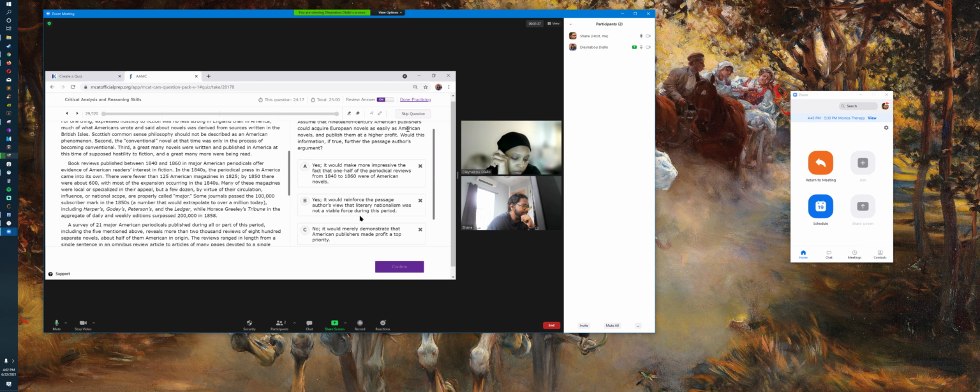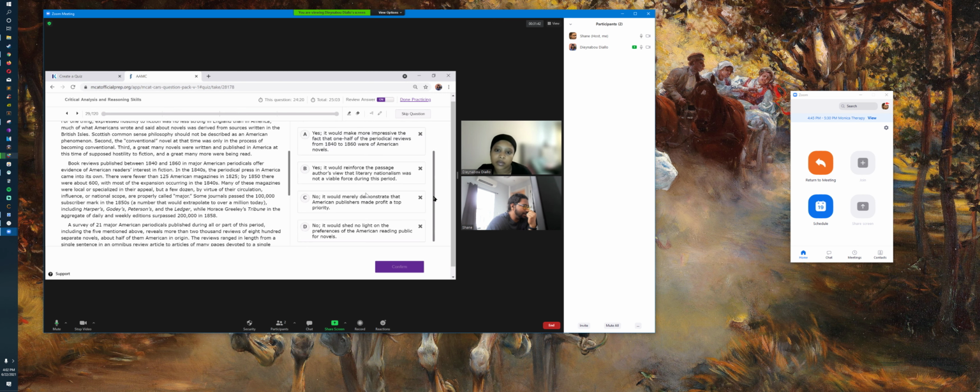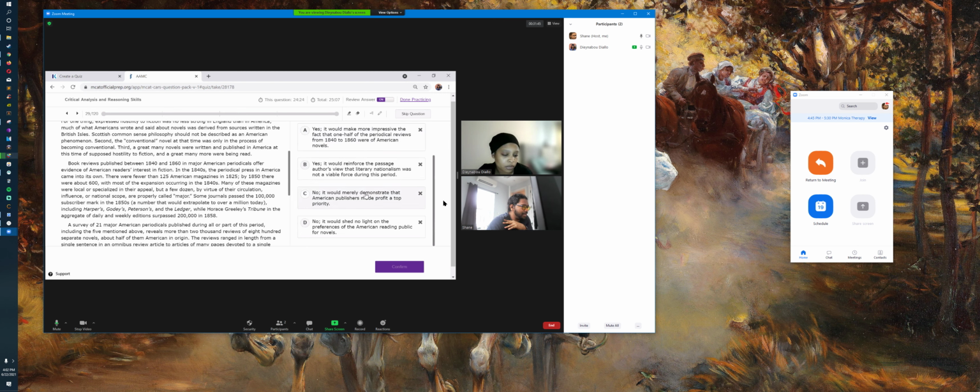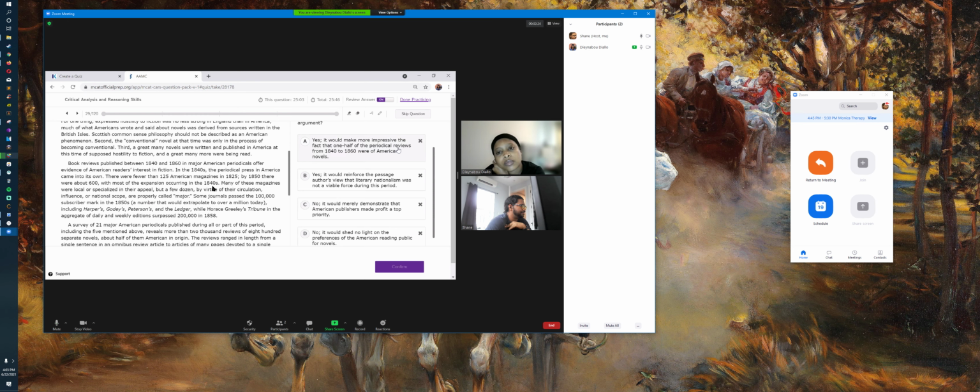I would leave that for now. Let's look at the other ones. "No, it would merely demonstrate that American publishers made profit a top priority." I don't really think that is relevant. And then, "No, it would shed no light on the preferences of the American reading public for novels." So I would be stuck between A and B, because the second part of those two choices are true statements perhaps, but we have to see if it's a yes or a no. Would it strengthen the argument or not? So now I would look into the passage.